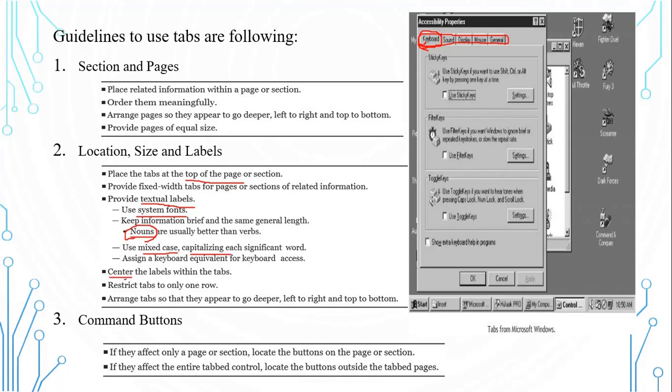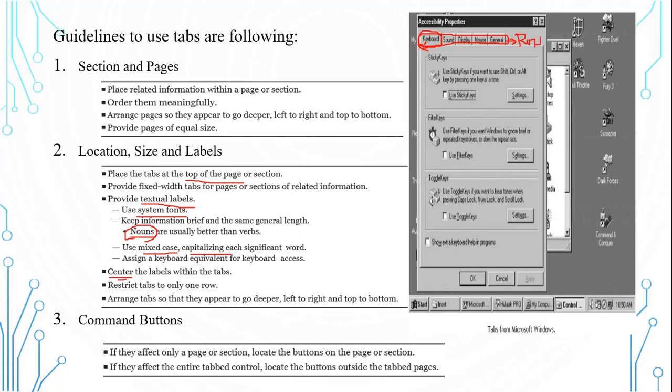All the labels should be centered, and restrict the tabs to only one row. So you cannot show this tab in two rows. It should be maintained in one single row. Okay, it should be one single row.